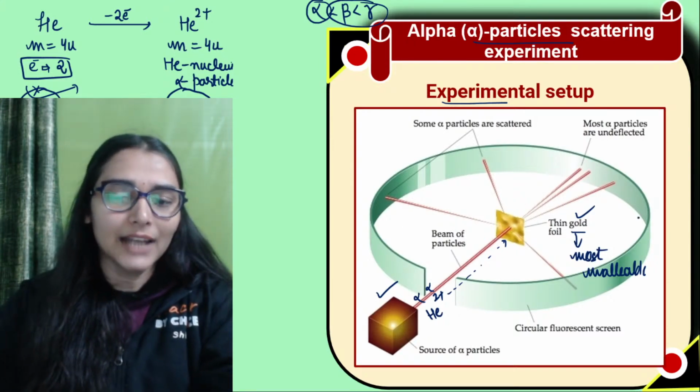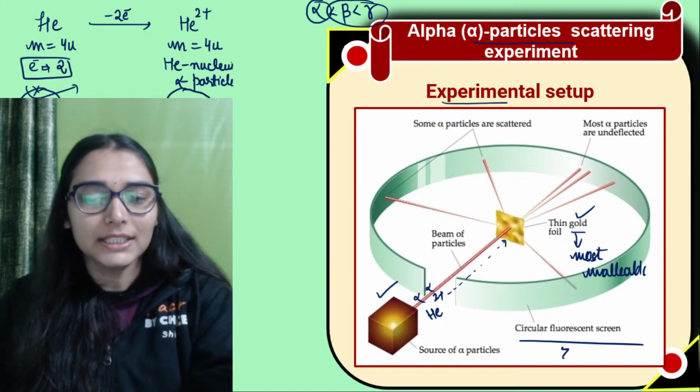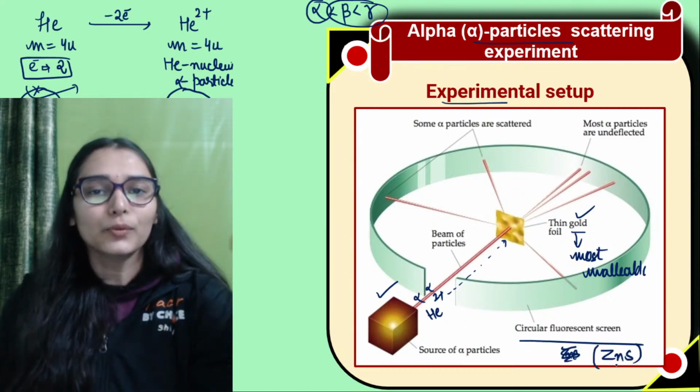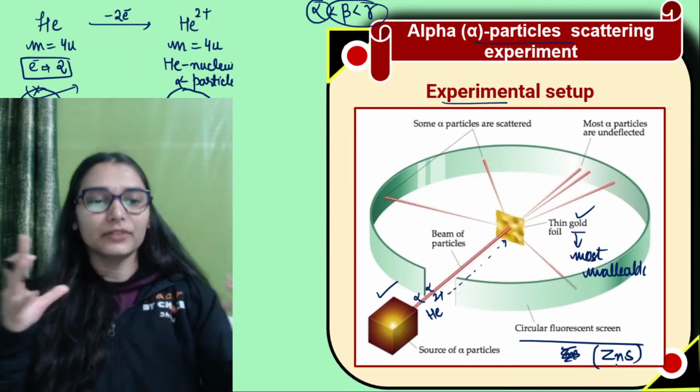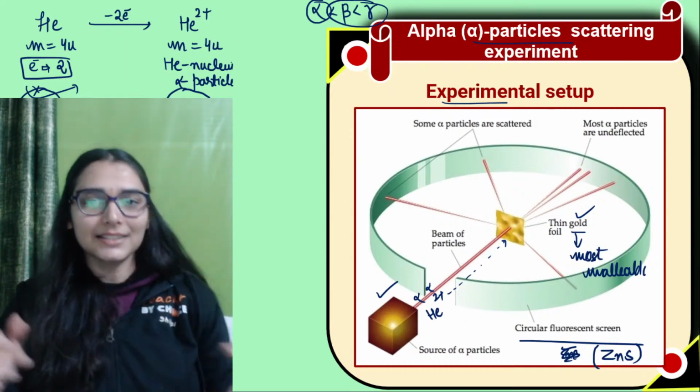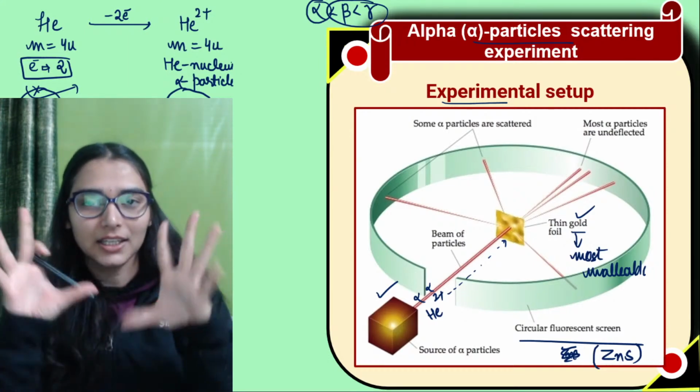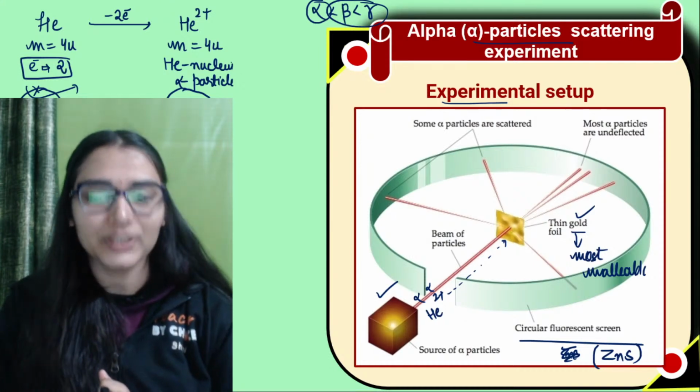Now ये क्या है, round and round, this is circular fluorescent screen, zinc sulfide screen. लिख लो ध्यान से, zinc sulfide. So what is the purpose of zinc sulfide? You know, whenever a charged particle strikes the zinc sulfide screen, it will start glowing, है ना. That was the basic idea.